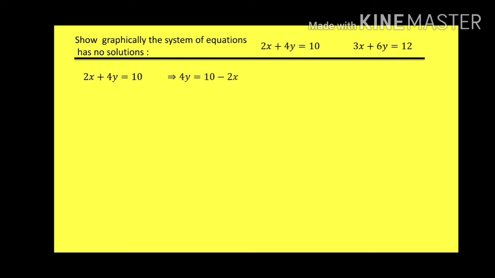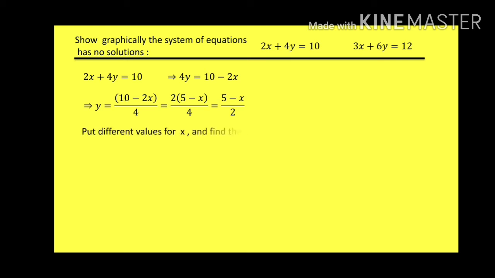For this, we have to convert y in terms of x. So y can be written as (10 minus 2x) by 4. Here for 10 and 2, we can take 2 as common, so we'll get 2 into (5 minus x) by 4. So 2 and 4 can be cancelled, and we get y equals (5 minus x) by 2. Now for this one, we'll put different values for x and find the corresponding values for y.